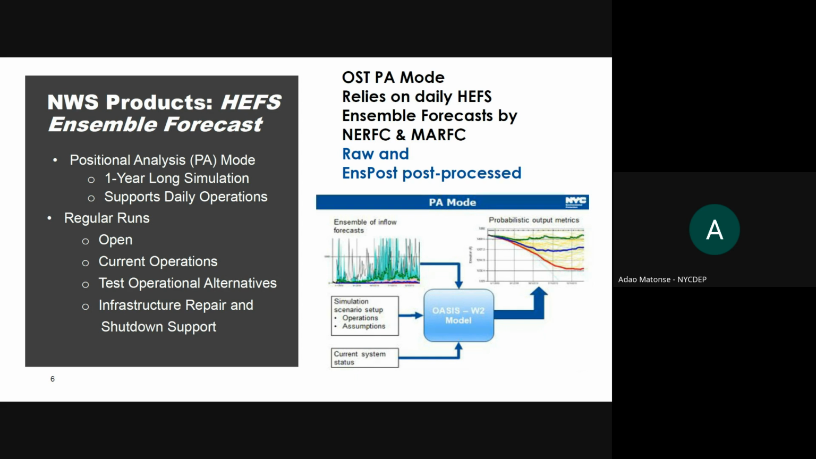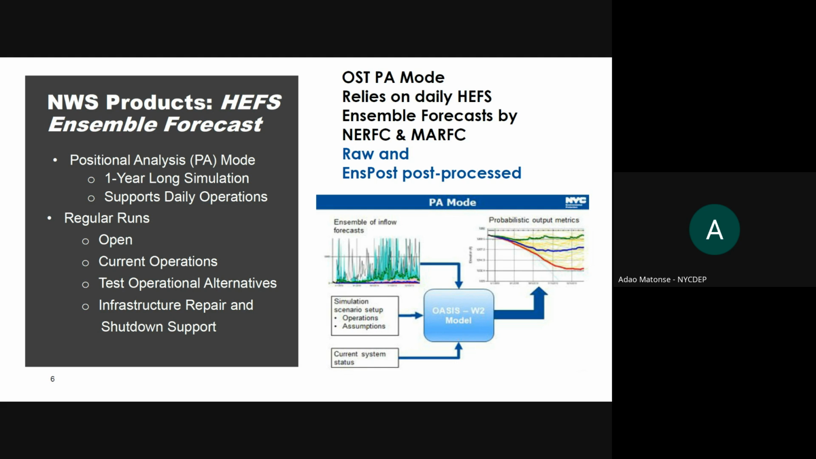The types of models that we run include the open run. That means we start OST with the current status of the system and the inflow forecast, and we let it run with the rules that are embedded in the model. The second is the current operations. Sometimes the management has already decided how they want to run operations for one or multiple weeks. We take that information and we force the model to implement those operations. These are current operations. But the model is also used to test operational alternatives.